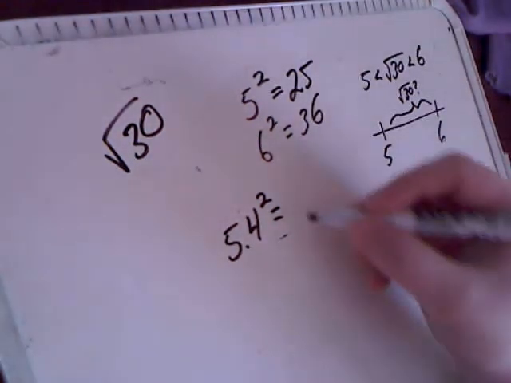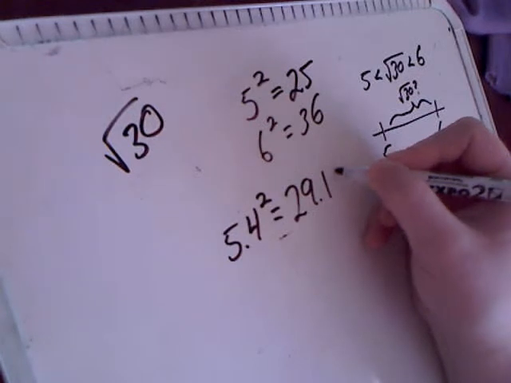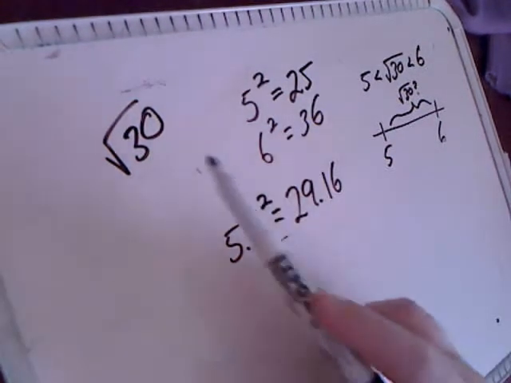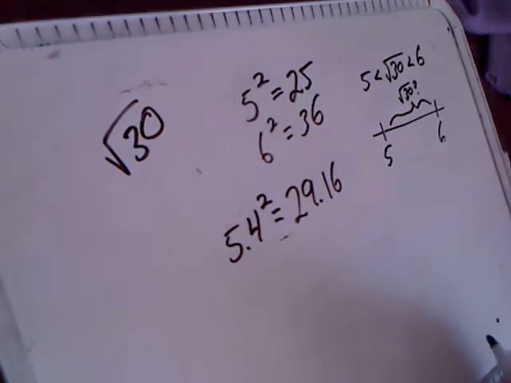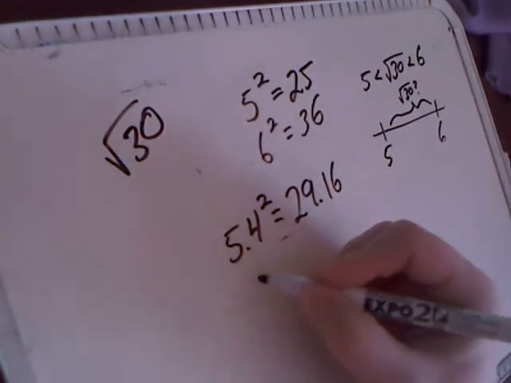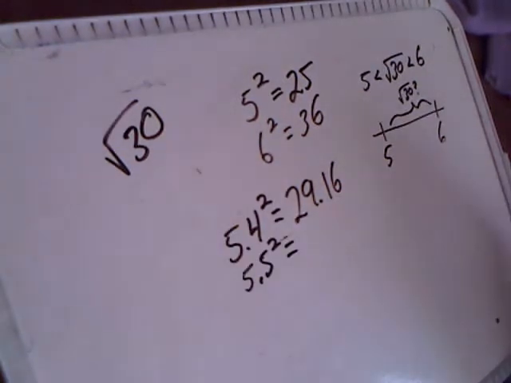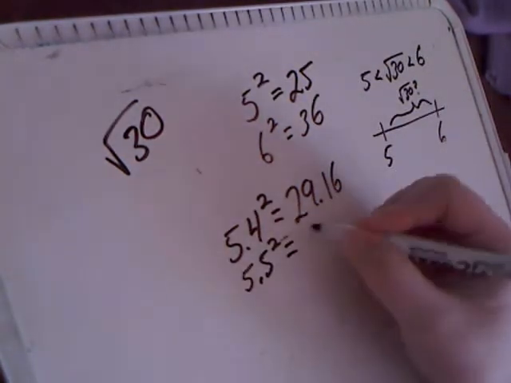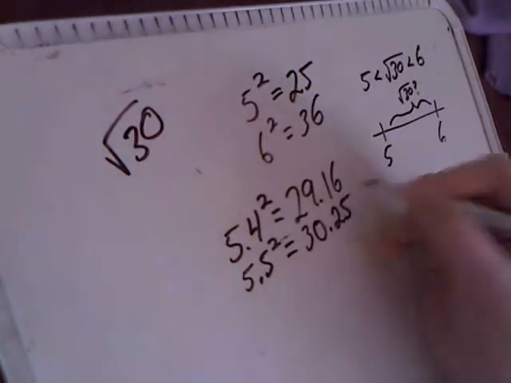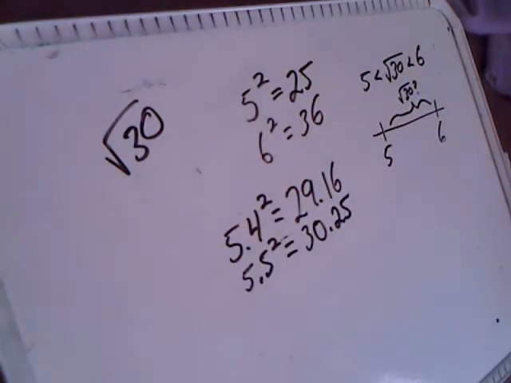5.4 to the second power is 29.16. That's not exactly 30. That's a little bit too low. Let's try going a little bit higher. Let's see what happens when we try 5.5 to the second power. 5.5 to the second power is 30.25. 30.25 is actually a little bit too high. So we know that the answer is somewhere between 5.4 and 5.5.